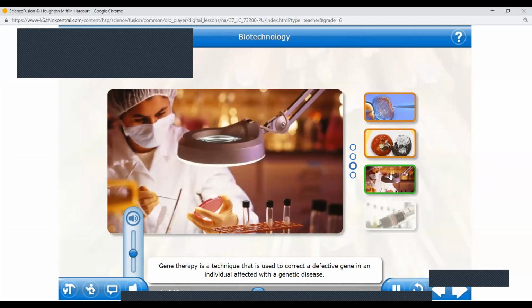Gene therapy is a technique that is used to correct a defective gene in an individual affected with a genetic disease. This technique is still in its experimental stages.